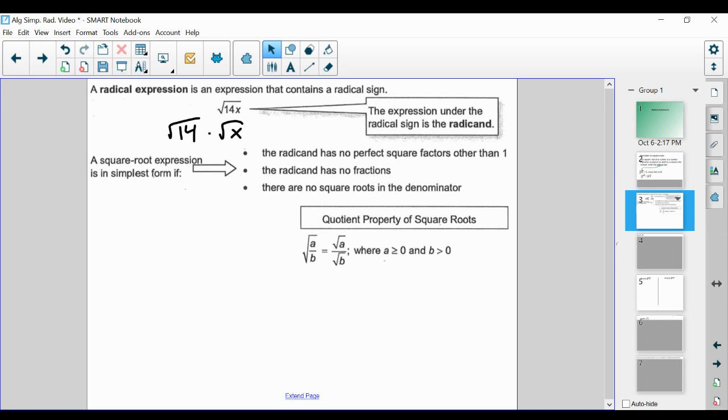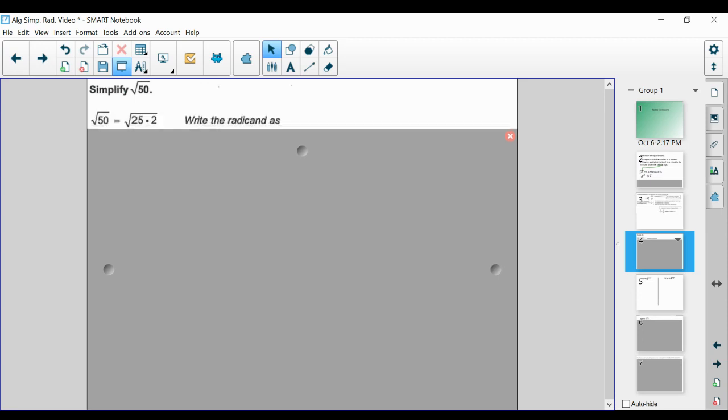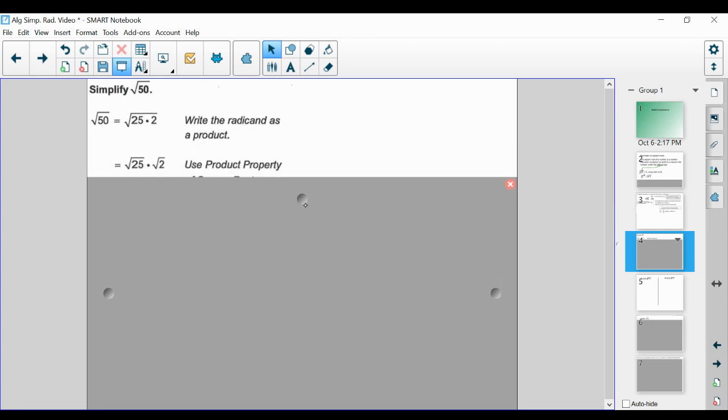Let's use this in an actual example, though. Let's say we're going to be simplifying the square root of 50. Well, when we try to simplify it, we want to figure out, hey, are there any perfect squares? We're going to try to write it as a product here. So 25 is a factor of 50, and 25 is a perfect square. So we can rewrite it as the square root of 25 times 2, because 25 times 2 is 50. We can break it apart using the product property of square roots.